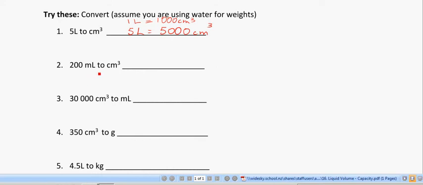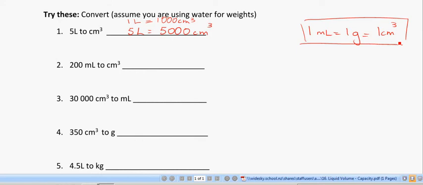Okay, 200 mils to centimetres cubed. Now because 1 mil is 1 gram is 1 centimetre cubed, that's the important one to remember, because you can usually convert the others if you know that. This is exactly 200 centimetres cubed, same number. And same with this one, centimetres cubed to mil, and it's going to be 30,000 mil.